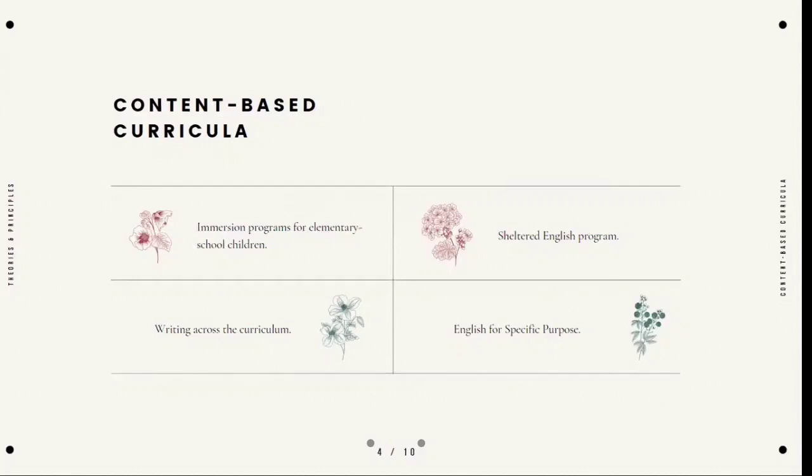For content-based curricula, there are 4 versions of content-based curricula. The first one is immersion programs for elementary school children. The second one is sheltered English program. The third one is writing across the curriculum. The fourth one is English for specific purposes.